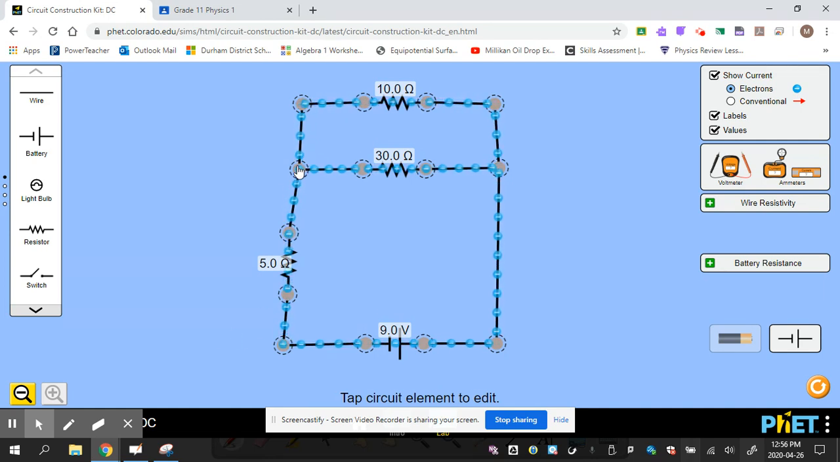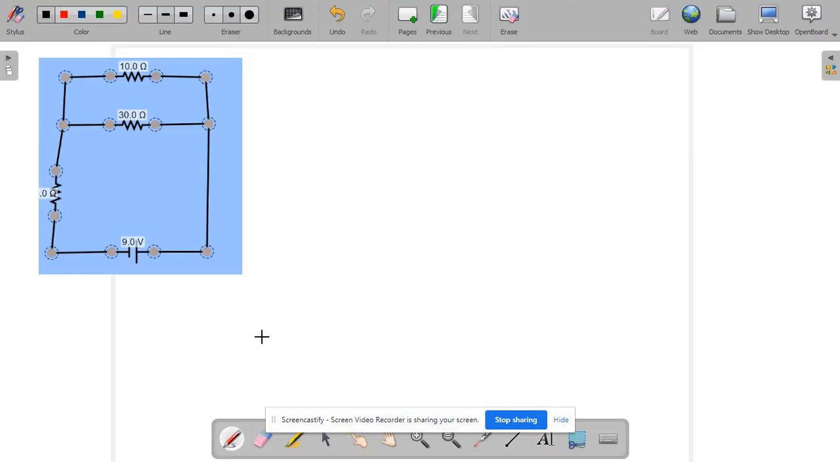Then it goes here, and it looks like really small amounts compared to when you compare the 10 and the 30. More going across the 10 compared to the 30. All right, so let's look at how we deal with something like this. I have the picture of that circuit right here.